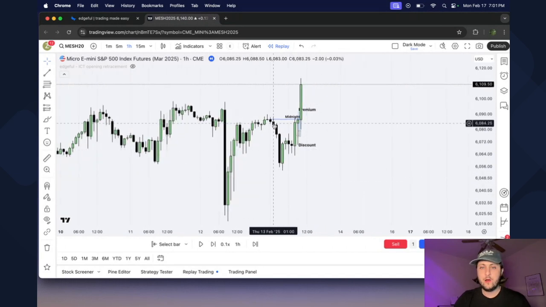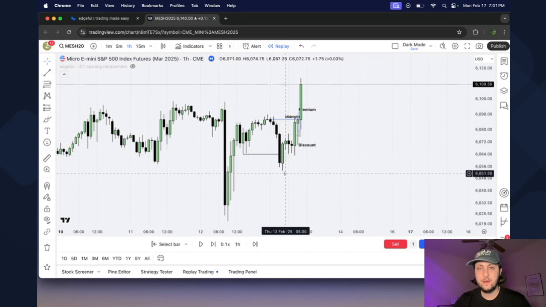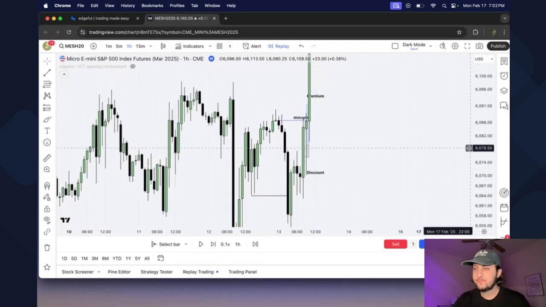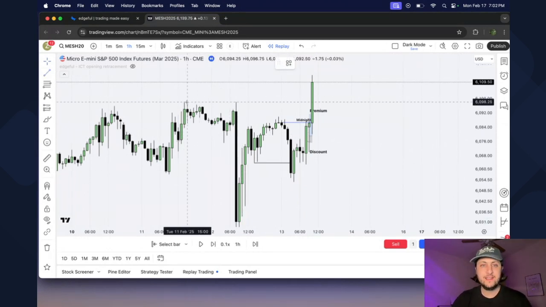And what did we do on this pullback that is significant to me? Well, we swept a 1 hour swing low, right? So we have taken some higher time frame liquidity and then started shifting back towards the upside. So when that happens, what are my eyes going to be drawn to for a draw on liquidity? Well, it was this right here.